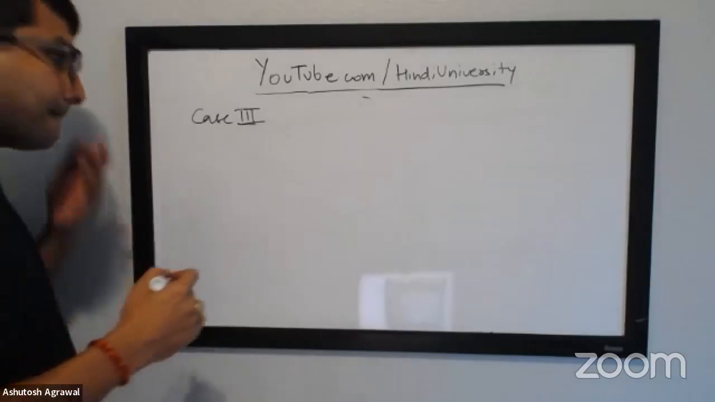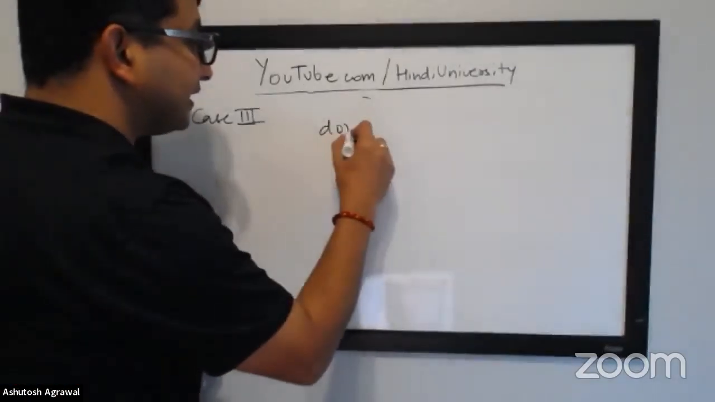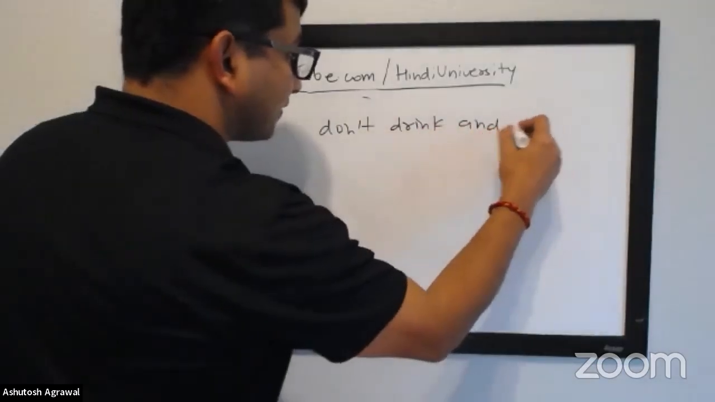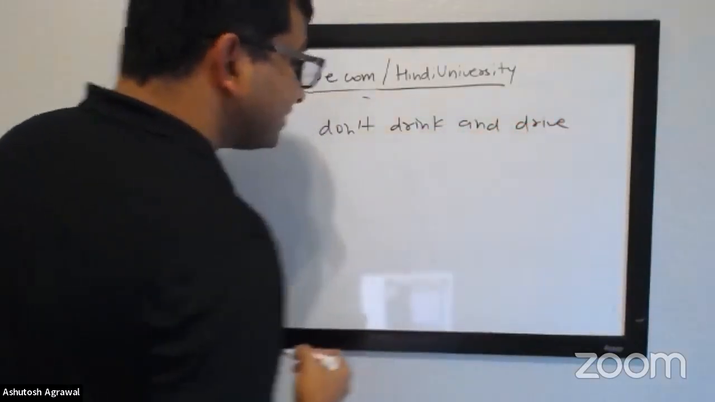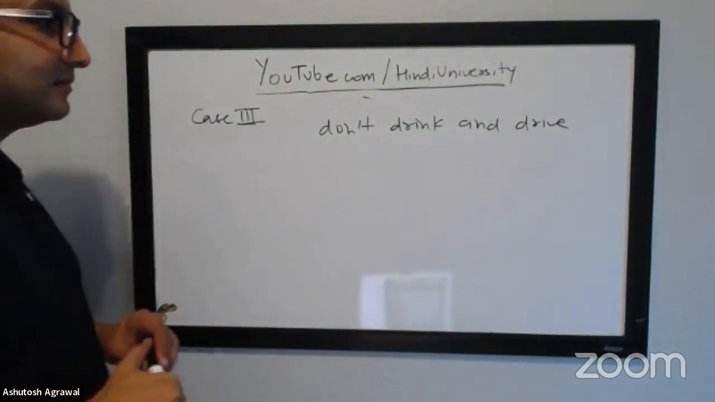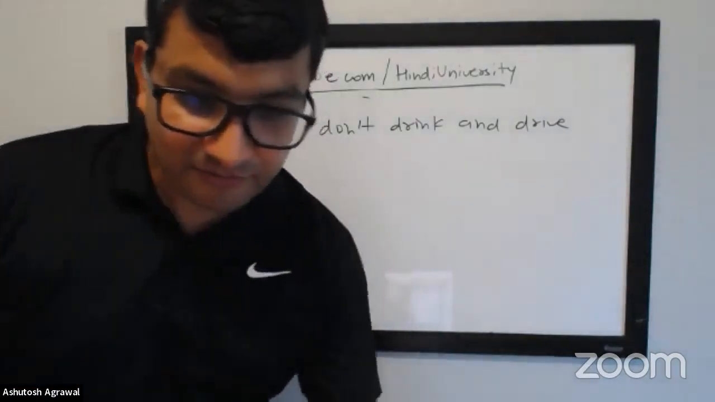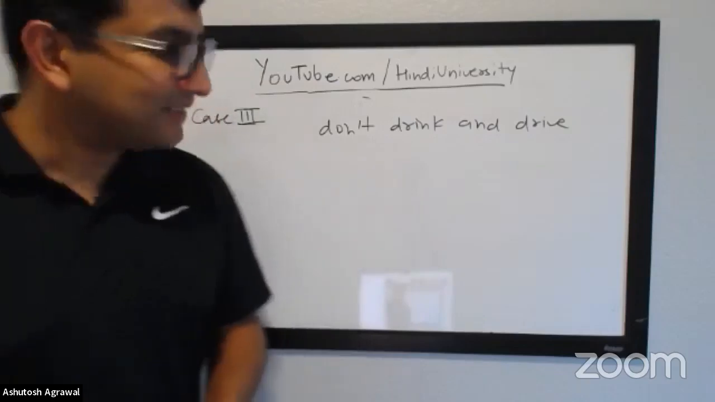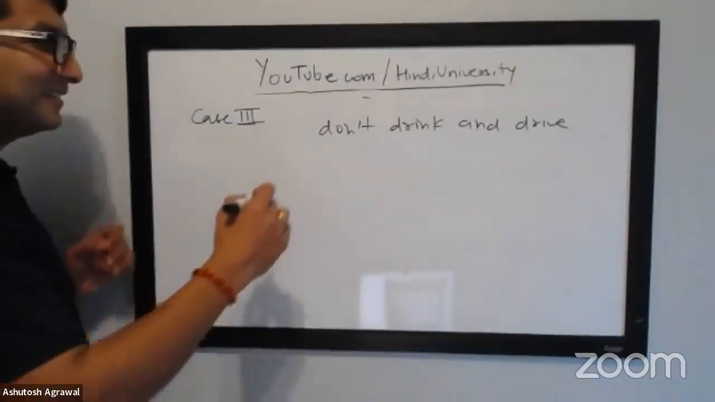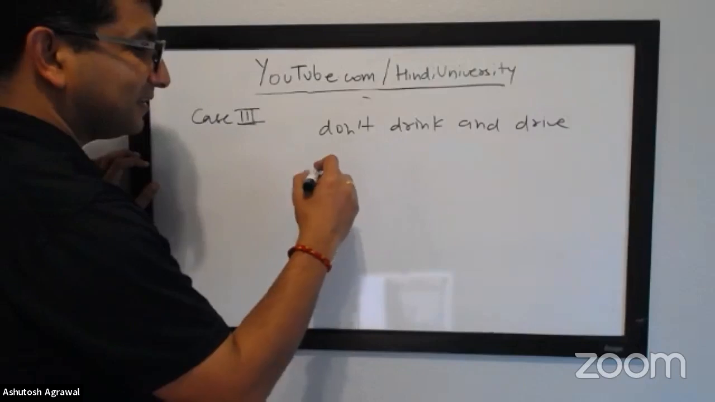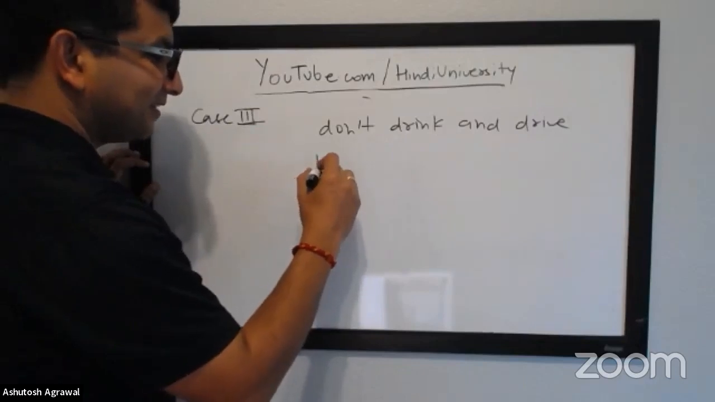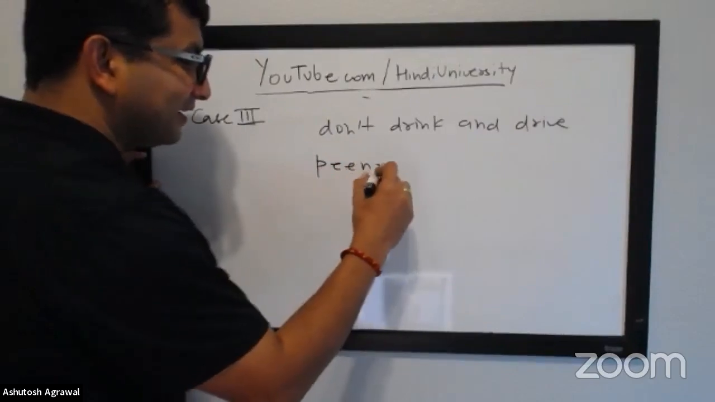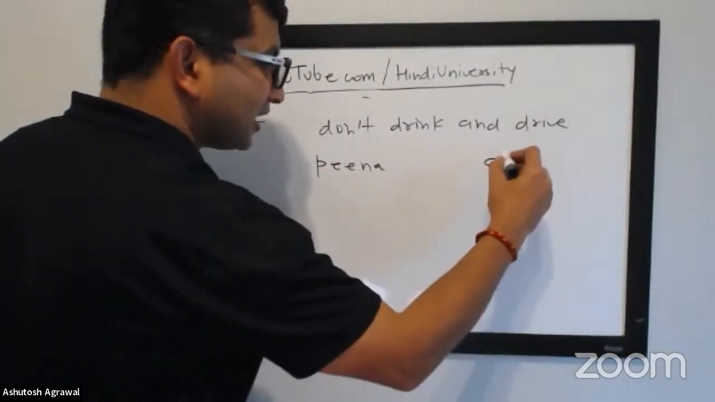And it could be, let's say you have "don't drink and drive." JDG, how will you say that? Don't drink and drive. Mat, I'd say mat pio, or gaadi cello. Okay, so first is the first verb, pina, and the second verb is chalana.